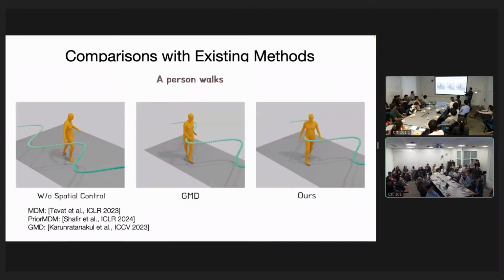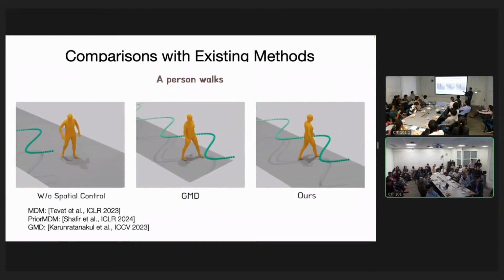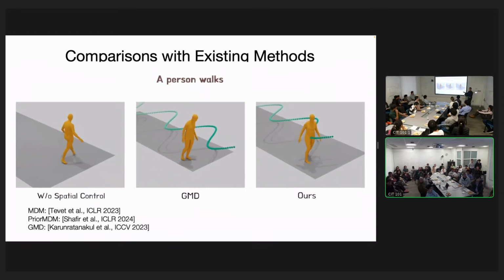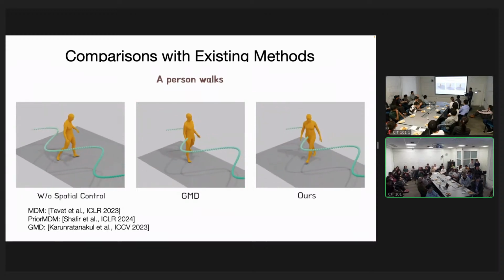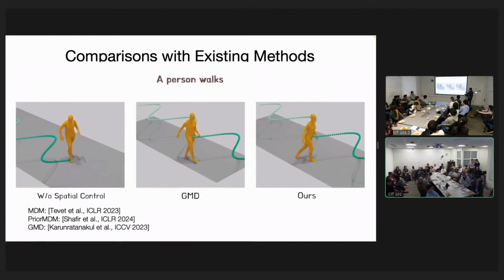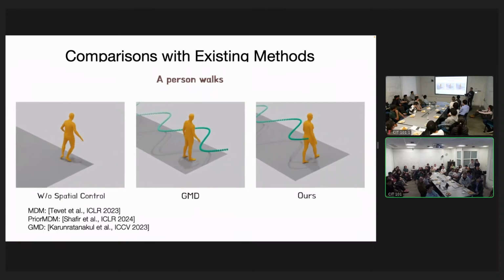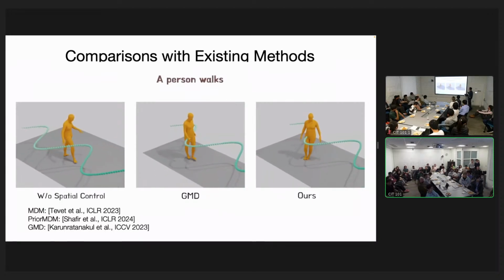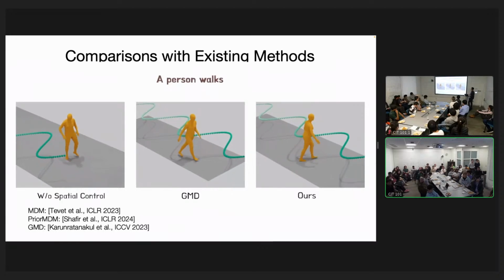So here on the left, we show without this spatial control, the model's output completely ignores this S shape trajectory. It simply follows the textual prompt. And in the middle is output from a previous approach. We can see at the beginning, the generation is faithful to the trajectory, but in the end, it drifts away. And our approach performs a reasonably good generation, and the output follows the specified trajectory.